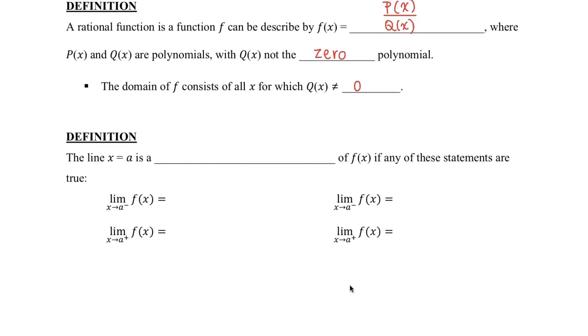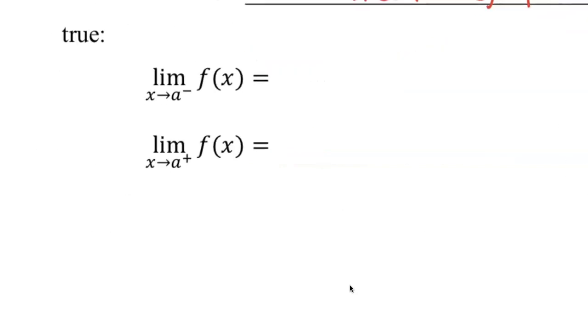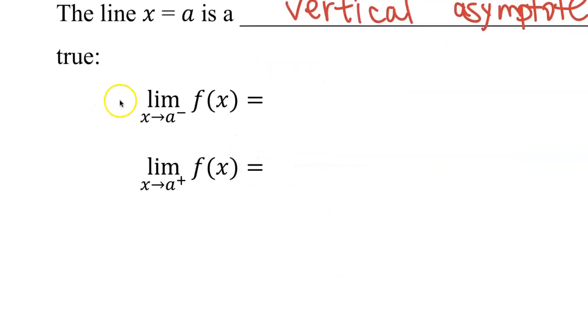The first type of asymptote I want to talk about is the vertical asymptote. We're going to say that a line x equals a is a vertical asymptote of f of x if any of these statements are true. So first, if the graph is approaching this a value, this number, from the left or from the right, the graph is trying to get to this number.